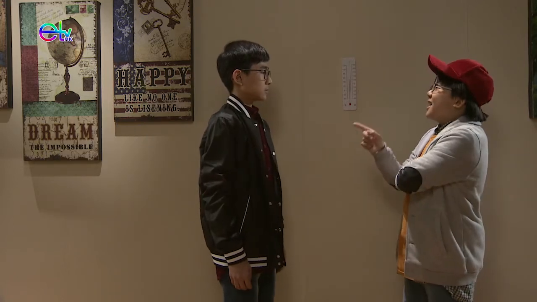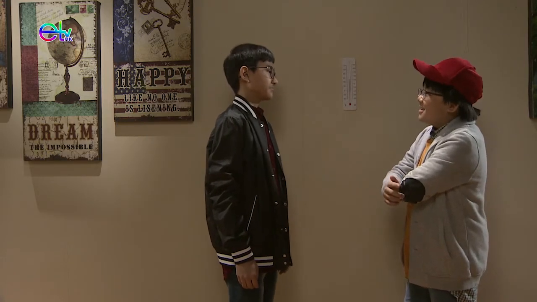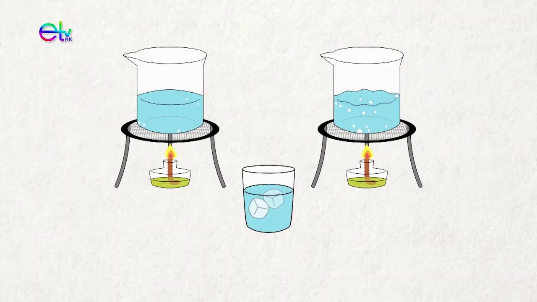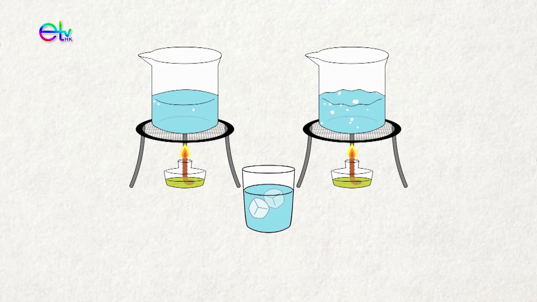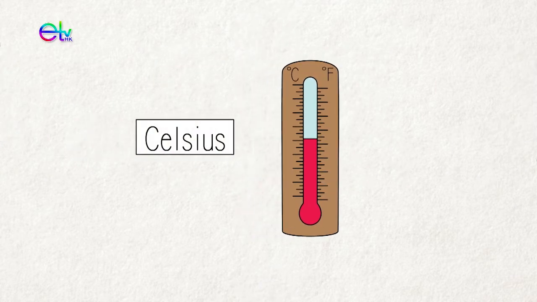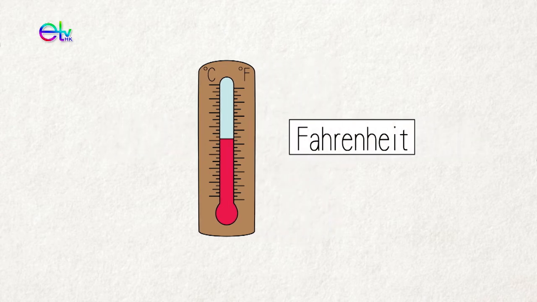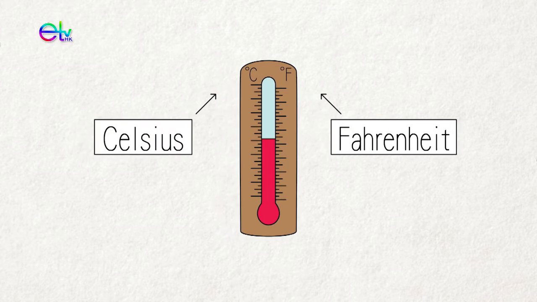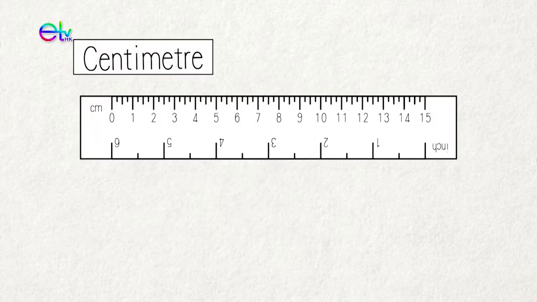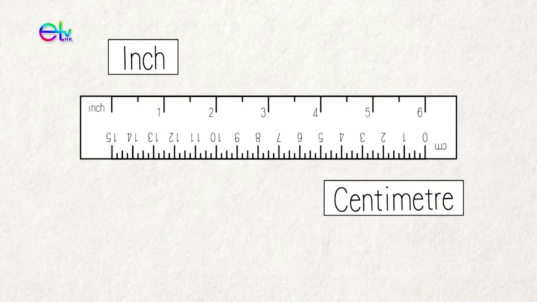So you're not that dumb after all. We use temperature to reflect how cold or how hot an object is. The most common measurements are Celsius and Fahrenheit. These are their respective symbols. Celsius and Fahrenheit are two different scales, just like we can use centimeters or inches to measure the length of an object.